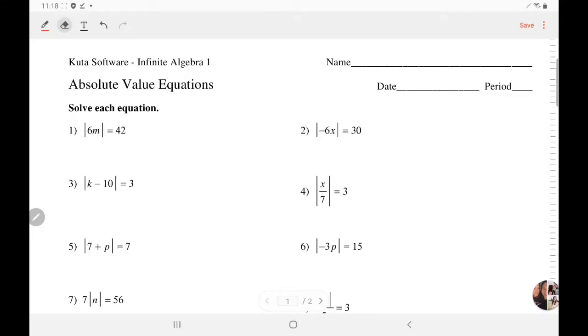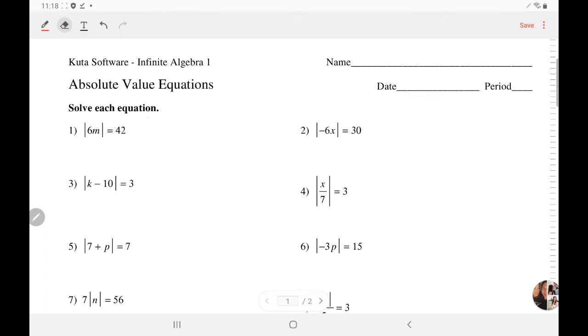Today we're going to do Kuta Software Algebra 1, Absolute Value Equations. Your first job is to isolate your absolute term. In number 1, the absolute term is already isolated. So you begin by writing two separate equations.